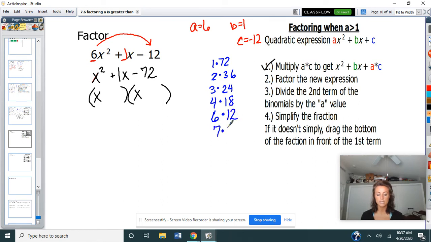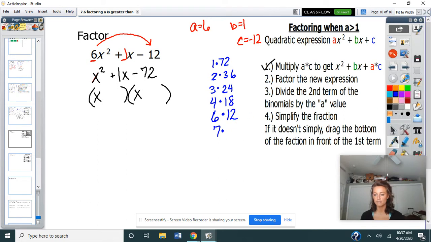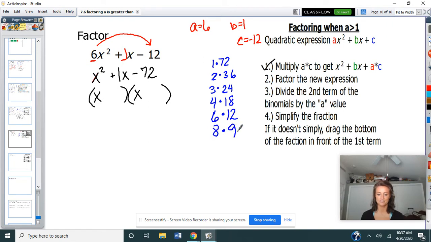7 doesn't go into it. If you divide it by 7, it doesn't go in evenly. You'll get a decimal. It's not 7. 7 doesn't work, so 8. 8 times 9. So these are the factors that give me 72.